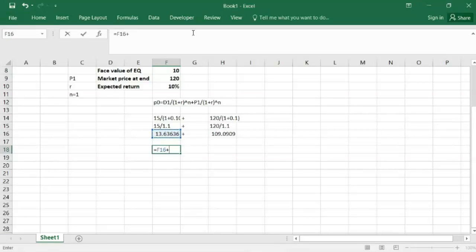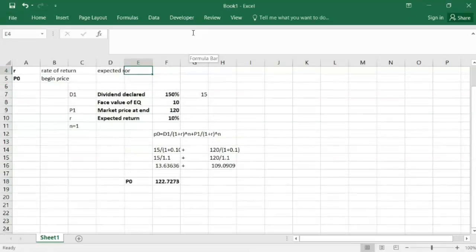So the intrinsic value of this particular security is calculated as the present value of the dividend received plus the present value of the market price. So P0 is equal to 122.7273. That is the intrinsic value of such a stock. P0 is calculated as the beginning price, or its intrinsic value, as we have calculated.